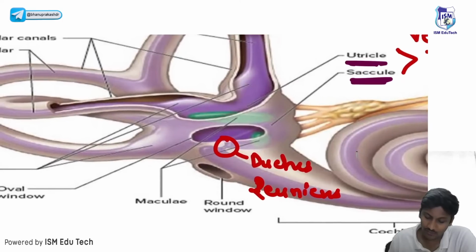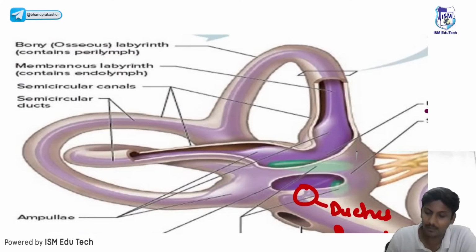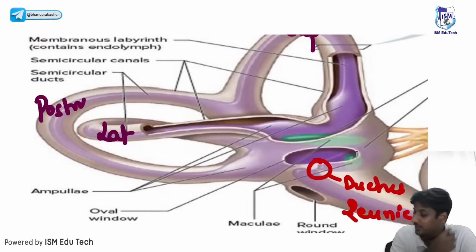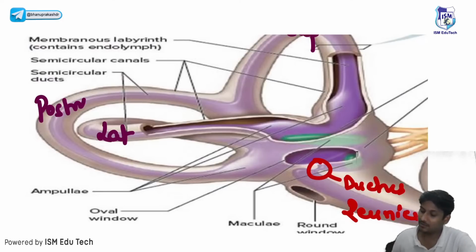And the continuation of the utricle and saccule will be these three semicircular canals. This is the superior semicircular canal, this is the posterior semicircular canal, and this is the lateral semicircular canal. So we have three semicircular canals, and as you can see they are in different directions. Why? To maintain the angular balance of your body as well.